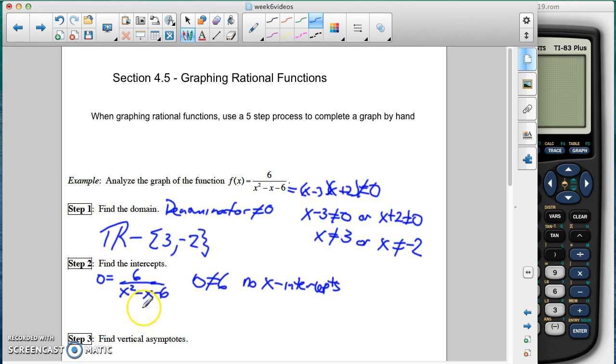Okay, the y-intercept, though, is when we put in 0 for x. So we can actually find a y-intercept here. We have 0 squared minus 0 minus 6. We're going to get 6 over -6. So that's going to equal -1. So we have a y-intercept at (0, -1). No x-intercepts.